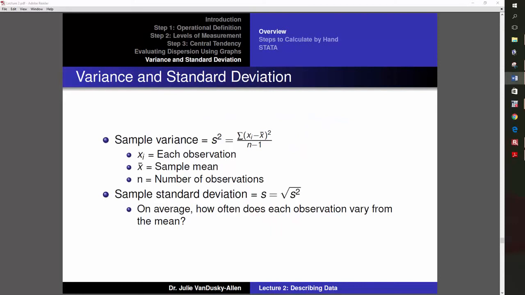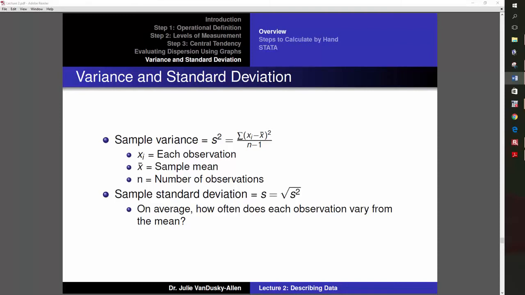While bar graphs and histograms are nice ways to visually display the dispersion of a variable, a more sophisticated way to measure dispersion is the variance, S squared, and the standard deviation, S, of a variable. The variance and standard deviation of a variable give you a specific numerical value to identify how dispersed observations in your dataset are.